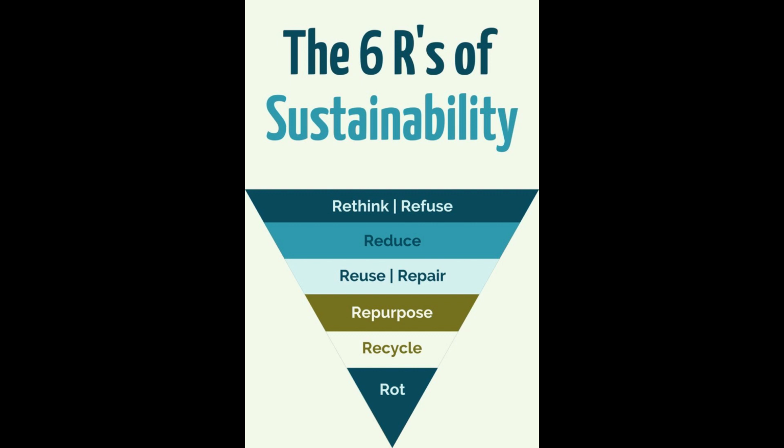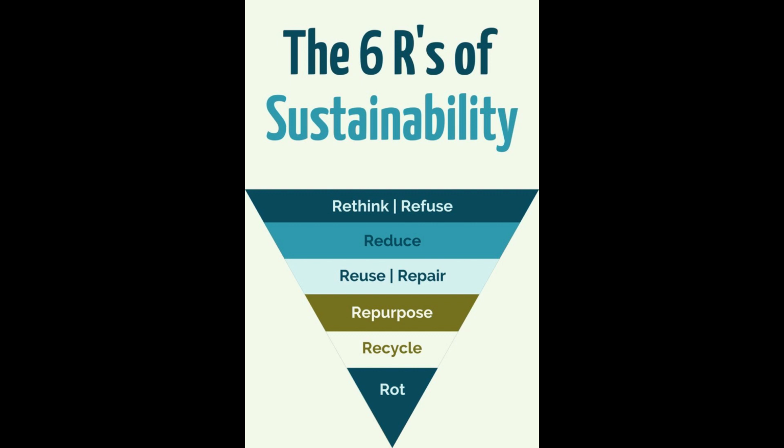Goals of sustainable architecture. 1. Reduce environmental impact. The primary goal of sustainable architecture is to minimize the environmental impact of buildings and construction activities. This includes reducing carbon emissions, conserving natural resources, minimizing waste generation, and protecting ecosystems and biodiversity.